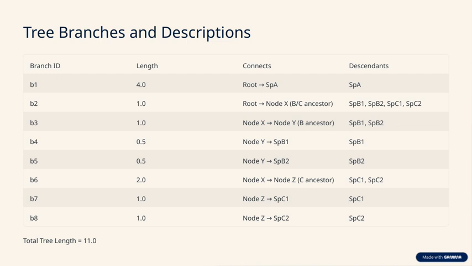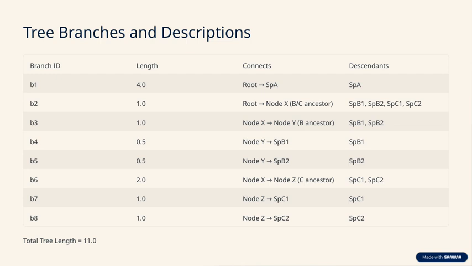Branch B3, also 1 in length, extends from node X to node Y, which is an ancestor of SBB1 and SBB2. The subsequent branches, B4 and B5, are each 0.5 in length and connect node Y to SBB1 and SBB2 respectively, showing direct connections to these terminal nodes. Similarly, branch B6, with a length of 2, links node X to node Z, the ancestor of SBC1 and SBC2. Branches B7 and B8, each 1 in length, connect node Z to SBC1 and SBC2, respectively.